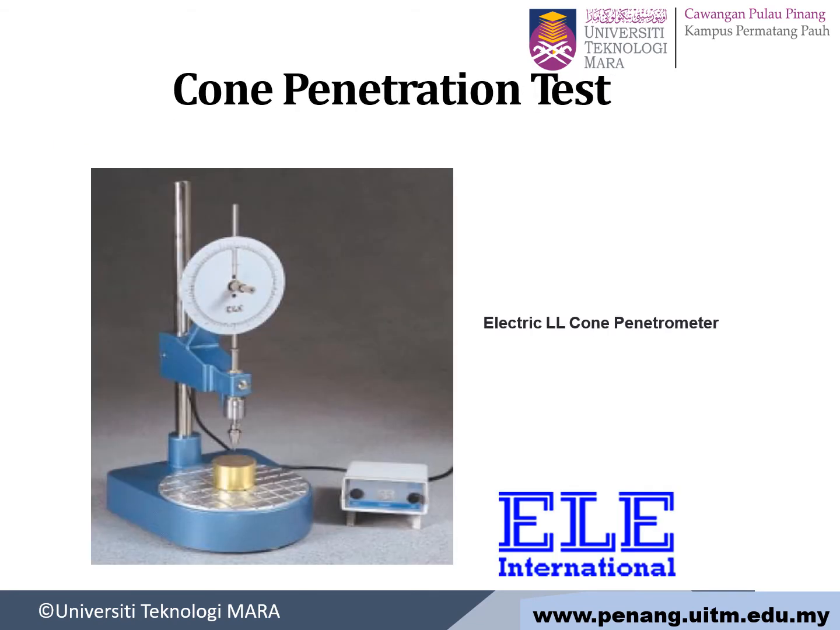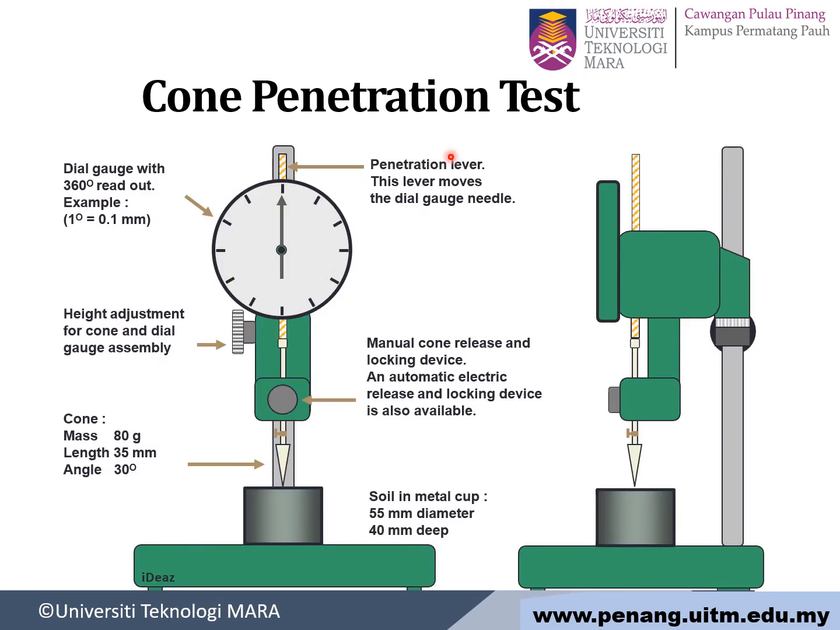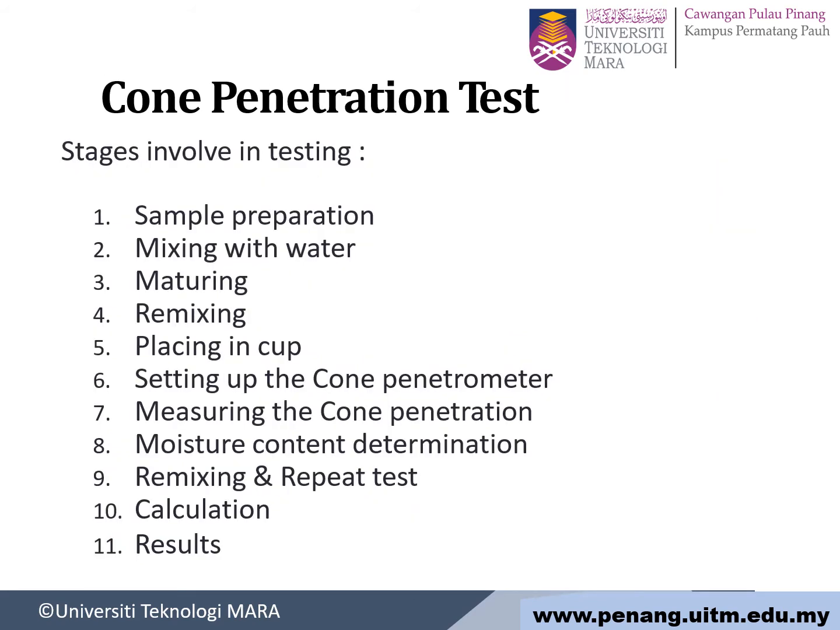Okay, this one is cone penetrometer apparatus, used for cone penetration test. Alright guys, this is a cone penetrometer apparatus diagram. So you will see the diagram, how to read. This is the dial gauge, and then this is the needle, and then the metal cup. So this is the apparatus and material that we are going to use to determine the value of plastic limit, plasticity index, and liquid limit.